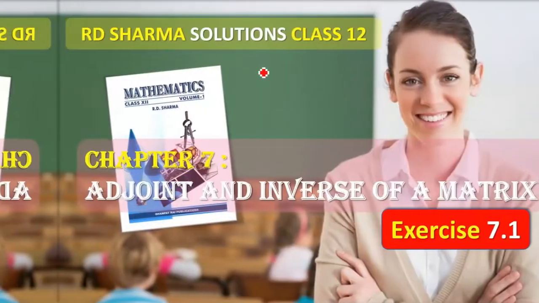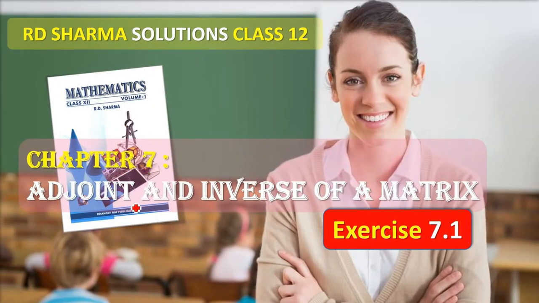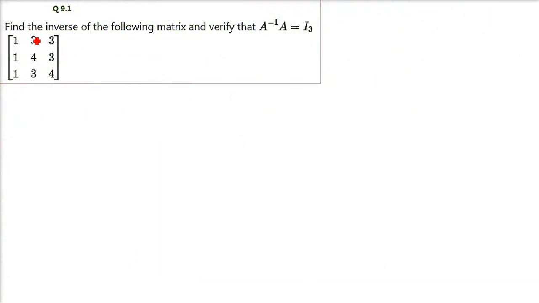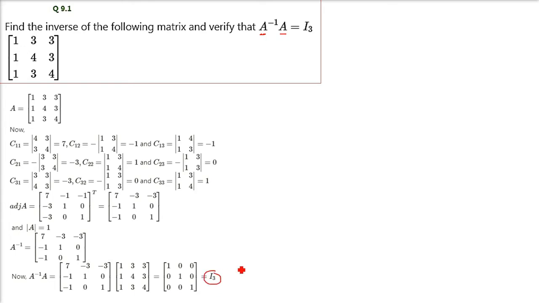This is R.D. Sharma solution, class 12th, chapter 7, adjoint and inverse of a matrix. Exercise is 7.1. Find the inverse of the following matrix and verify that A inverse into A is equal to I3. A inverse we already know how to find out, and when we multiply by A, it should give I3. I3 is nothing but the 3 by 3 identity matrix.